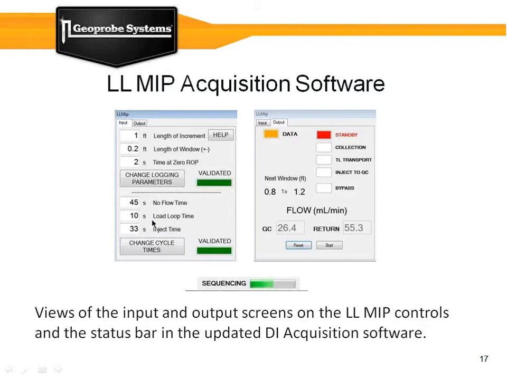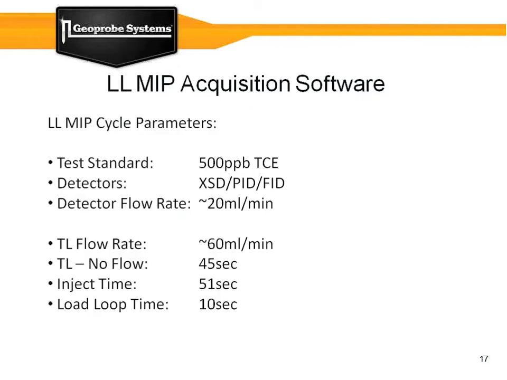So when this inject time is over, whatever is inside the sample loop will then be diverted over to the detectors. And then we can also see on this output screen where we are in the cycle, in this low-level cycle. And we're going to go through an example of that momentarily. For the example we're going to show you in a little bit, again, we are using 500 parts per billion of TCE in our standard.